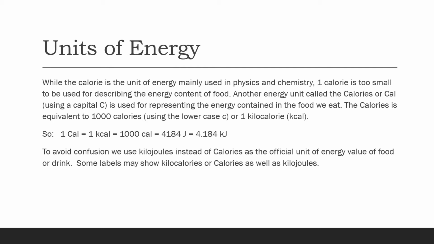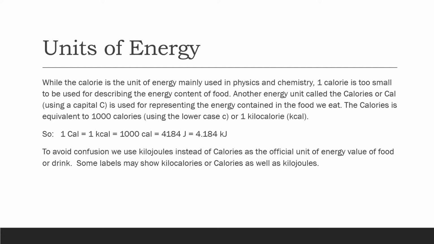While the calorie is the unit of energy mainly used in physics and chemistry, 1 calorie is too small to be used for describing the energy content of food. Another energy unit called the Calorie, or capital CAL, using a capital C, is used for representing the energy contained in the food we eat. The Calorie is equivalent to 1,000 calories with a lower c, or 1 kilocalorie.